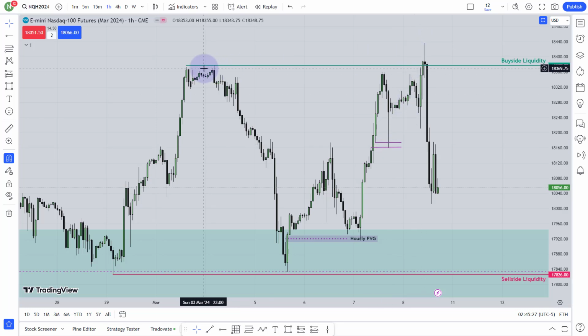Okay, so this is my buy side liquidity. Here is my sell side liquidity. Your first job is to mark the liquidity. You just can't skip this one. This is the first job.